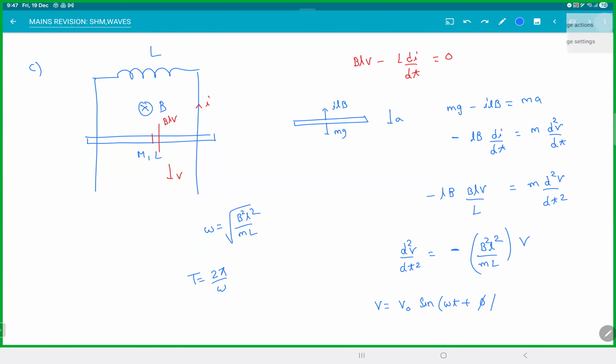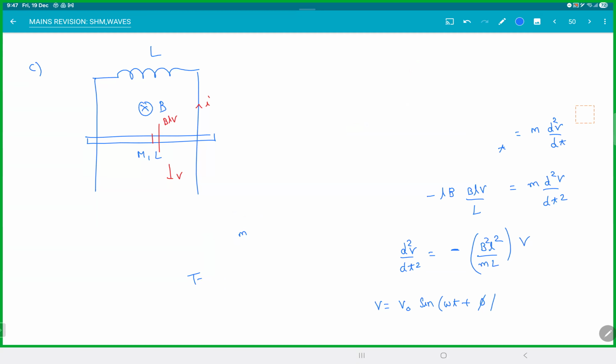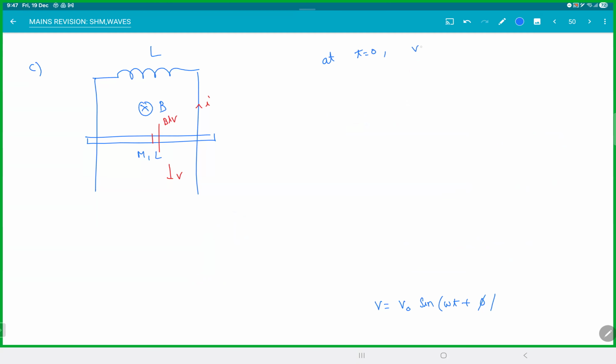So v naught sine omega t plus phi. At t is equal to 0, your velocity was 0. Therefore, phi will be 0. So v is equal to v naught sine omega t. How do I find v naught? Differentiate this. dv by dt will be v naught omega cos omega t. At t equal to 0, the rod is yet to move, so the current is 0. So on the rod, you'll have mg and ILB is 0. So acceleration is equal to g.